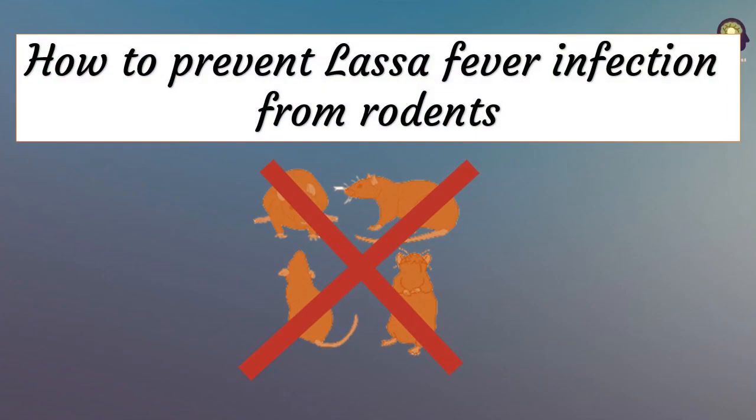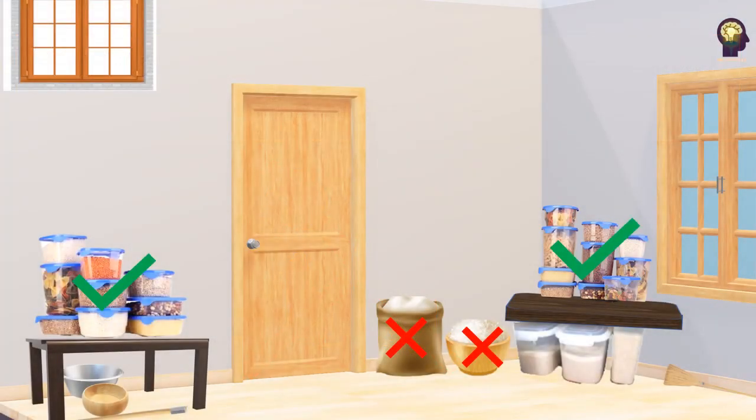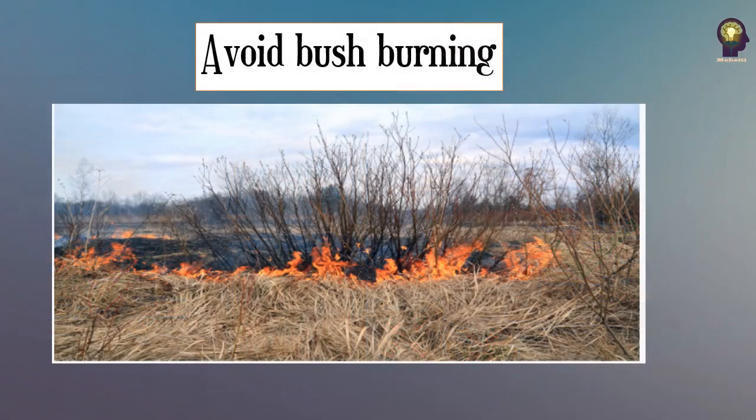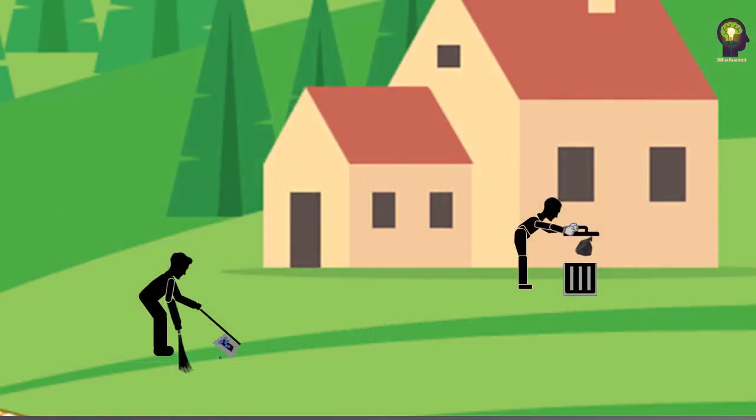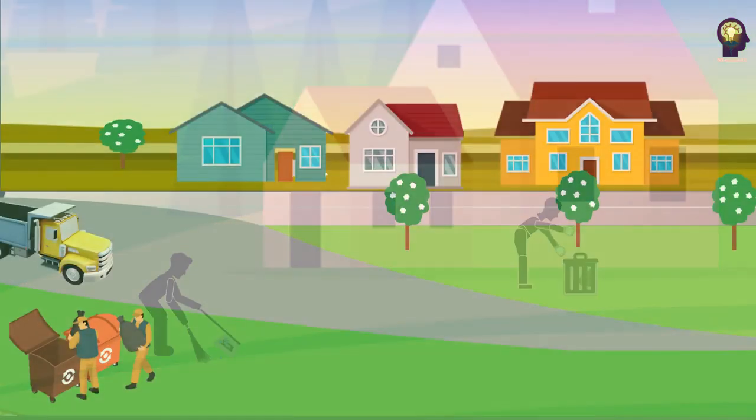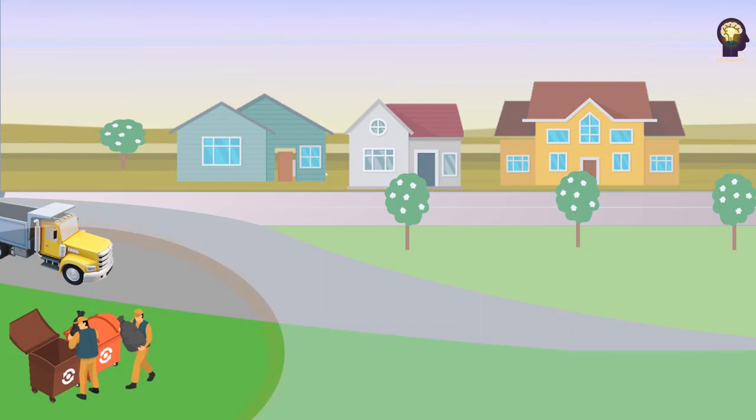To prevent contracting Lassa fever from rodents, always store your food in rat-proof containers and avoid keeping and drying food in the open. Avoid bush burning, especially around human settlements. Clean your environment always and avoid accumulation of waste outside your home. Dispose of your waste far away from homes. Before disposal, package your waste in such a way that rats don't have access to it.